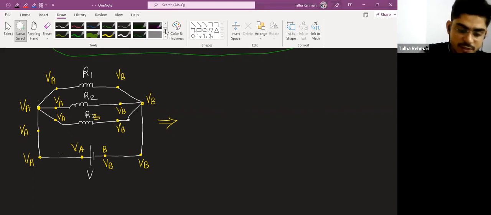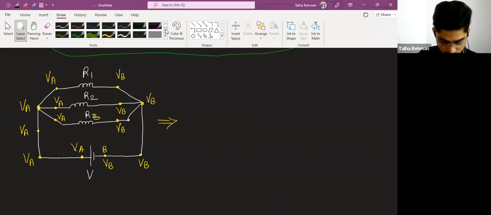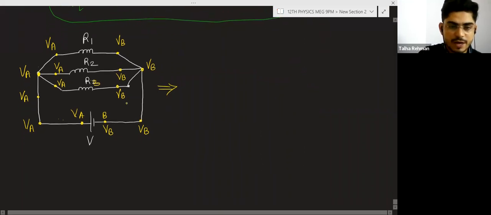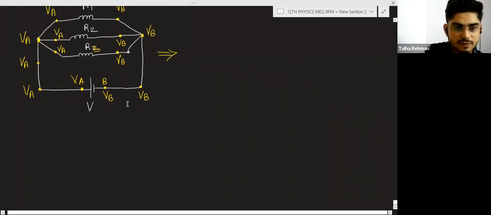And all the things will be according to the circuit only. So first I am just calculating the total voltage.